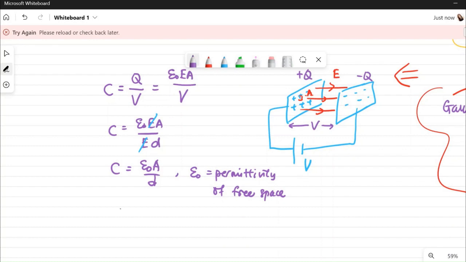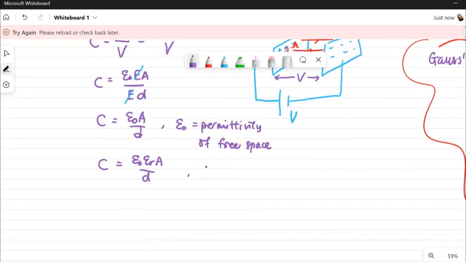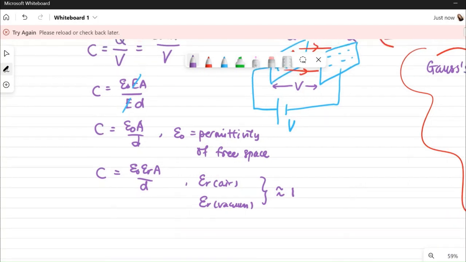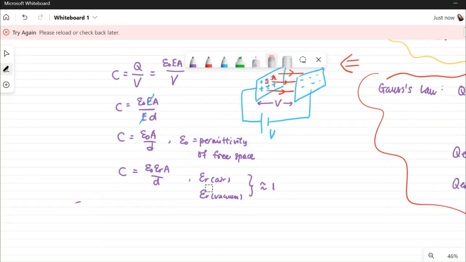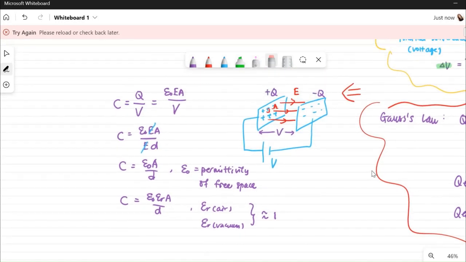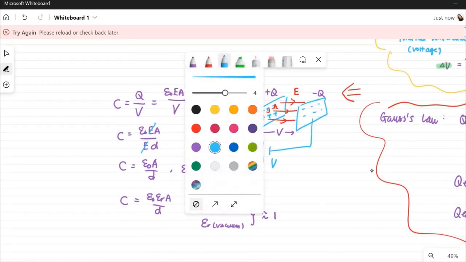Okay, so if you insert an insulator in a parallel plate capacitor, generally the capacitance of the capacitor is epsilon naught epsilon R A divided by d. For your information, epsilon R for air and vacuum is approximately equal to 1. That's why for air and vacuum we usually don't write the epsilon R term. So this is capacitance. We applied Gauss's law and the definition of electric potential to derive the capacitance expression.